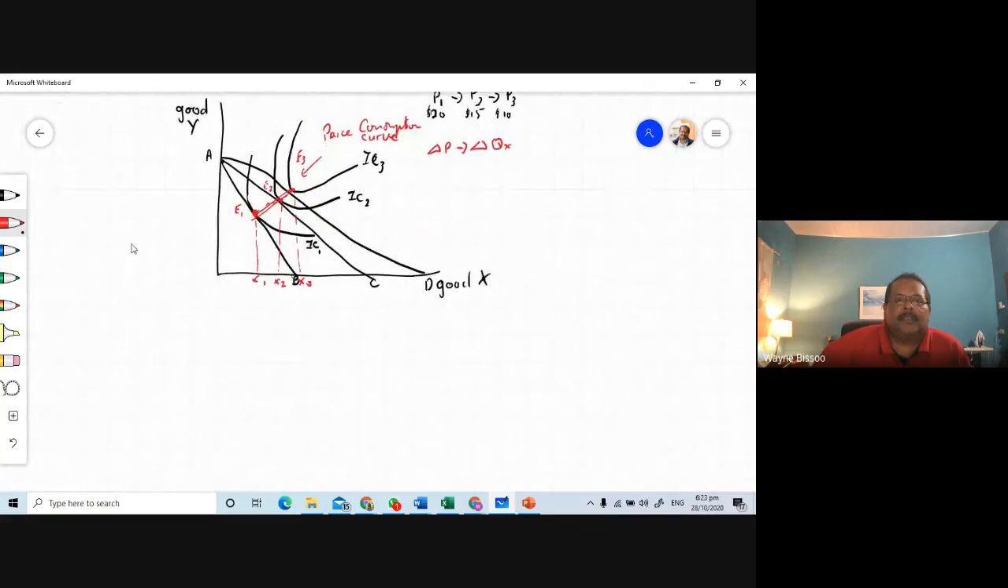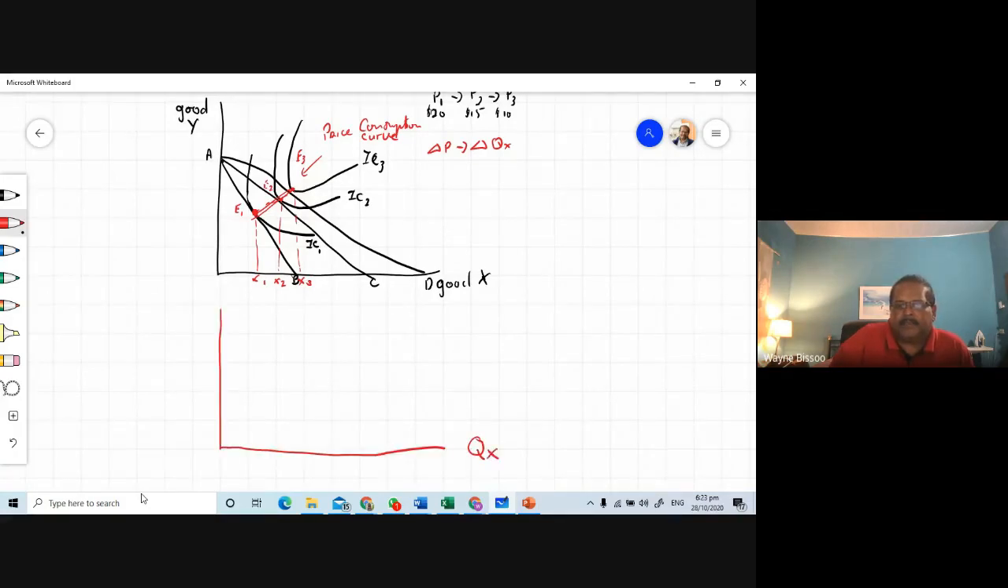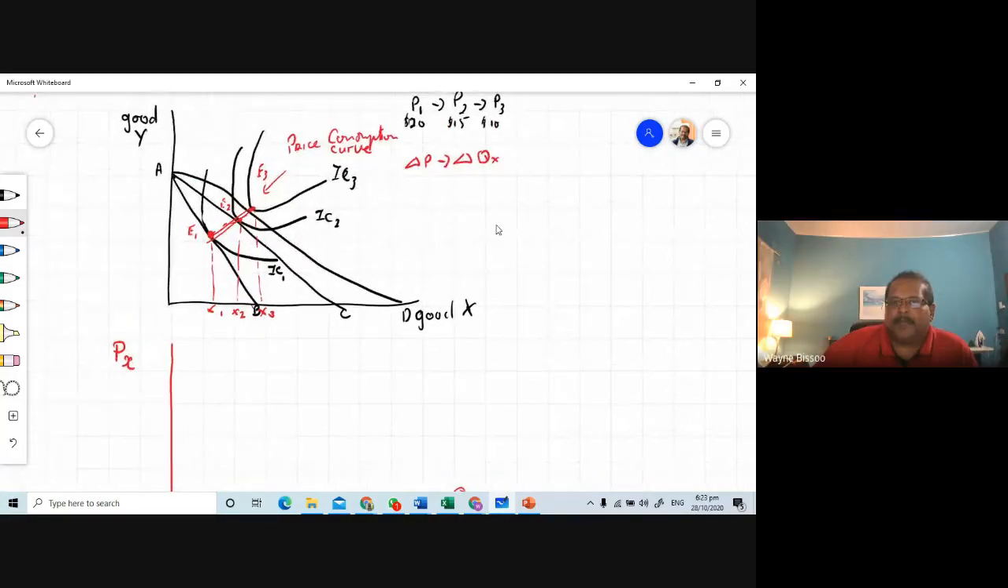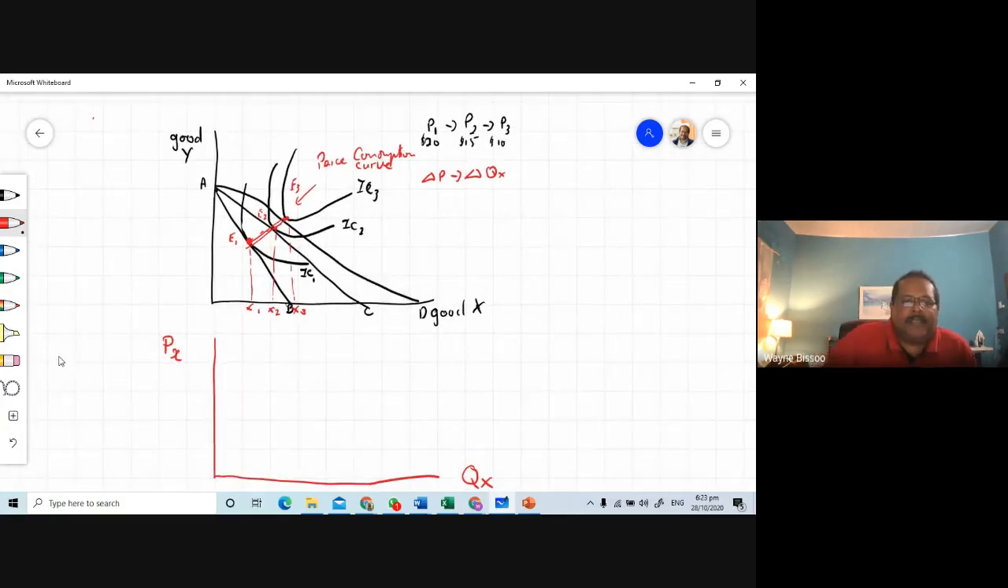That means we can use this information here to go below now to map out another relationship. On this axis, we're going to put the quantities of good X. And on this side, we're going to be looking at the prices of good X. Right? So now, which is the highest price? P1, P2, or P3? P1 is 20, P2 is 15. P1 would be the highest price up here.